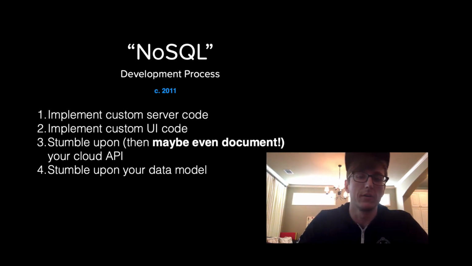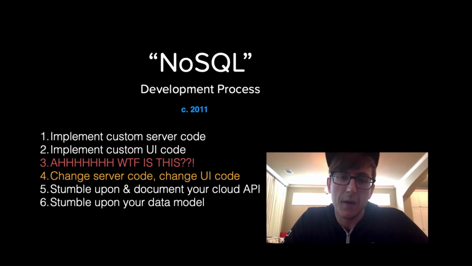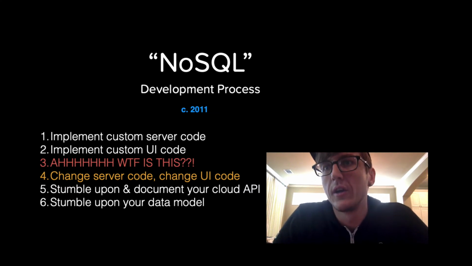So this is better, right? But what happens is after you implement the UI code, you're still like, what the fuck is this? Because you built the server code first. Why are you building the server code first? You don't know what it is that you're building. Until you have all of the UI, building the server code doesn't make any sense, right?